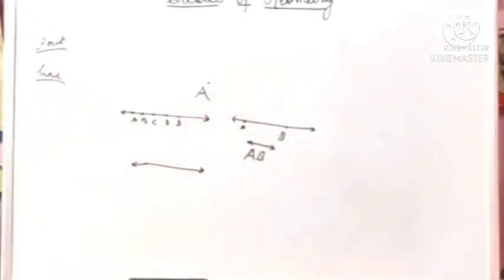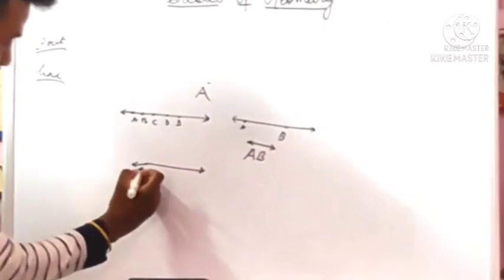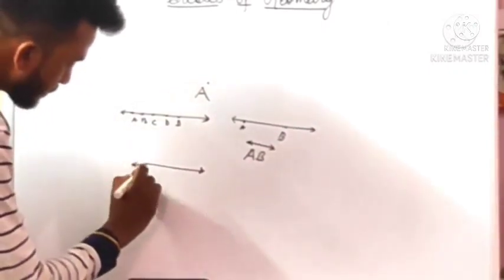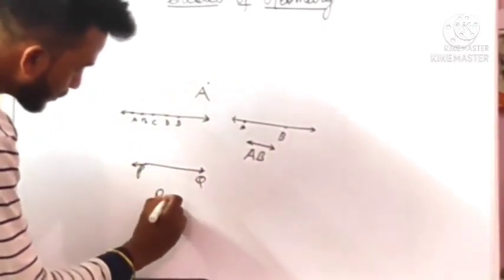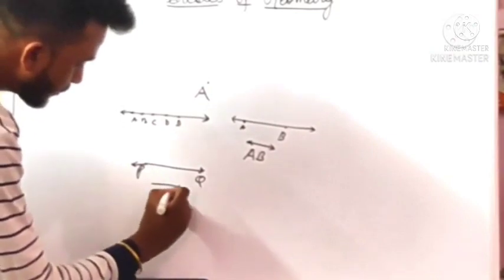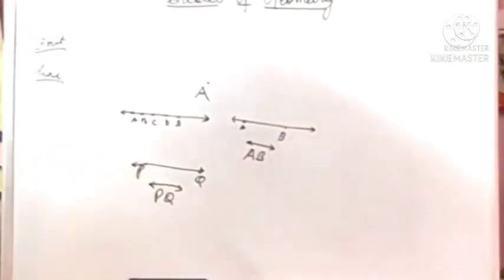How do we denote this one? It can be denoted by a double arrowhead upon it. Suppose this one is P and this one is Q. So PQ, if you write the double arrow in both directions of PQ, it will be denoted as a line.